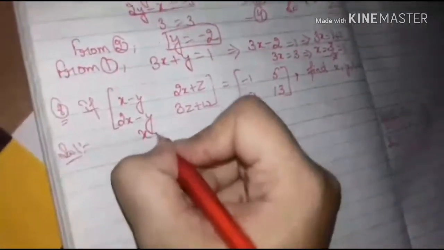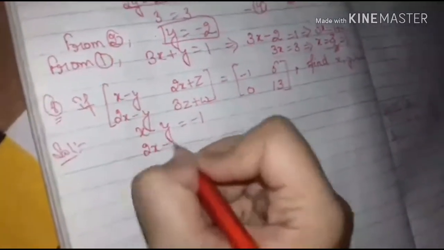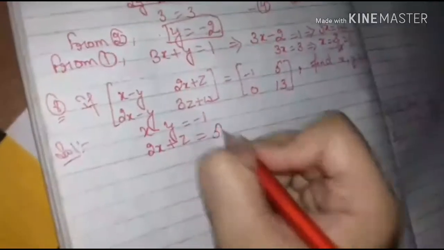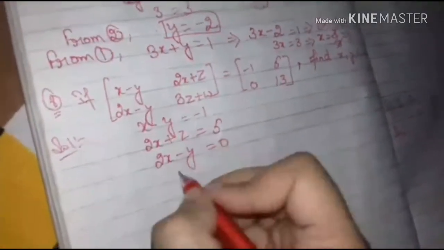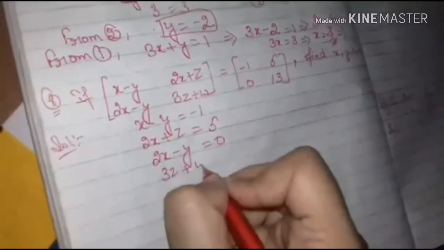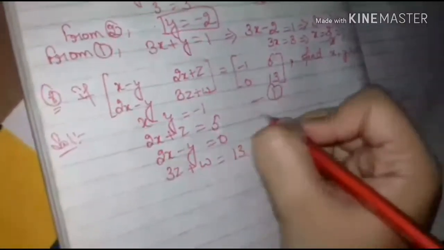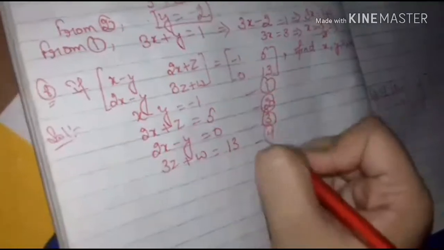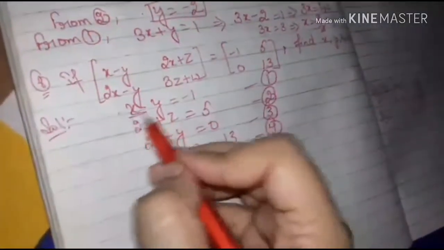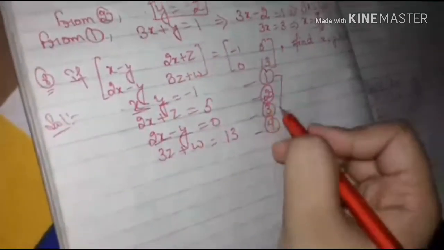Similarly, the next example: x minus y is equal to minus 1. 2x plus z is equal to 5. 2x minus y is equal to 0. 3z plus w is equal to 30. First, second, third, fourth. We have two equations which have x and y variables. So solve these firstly.